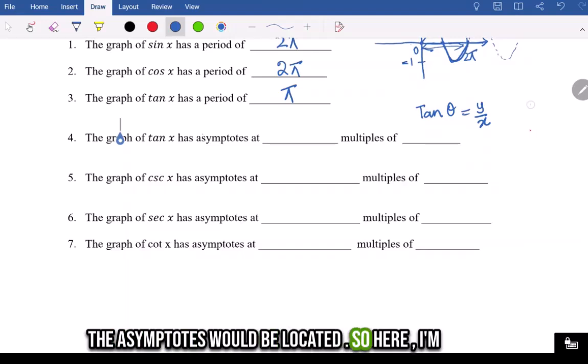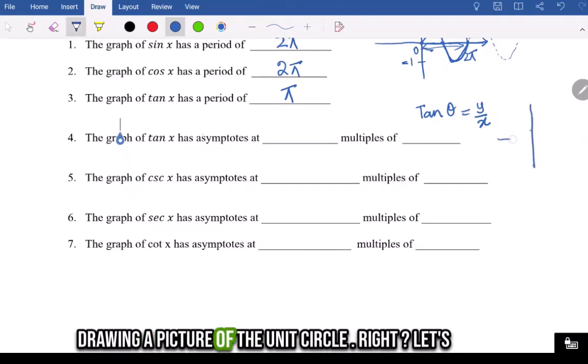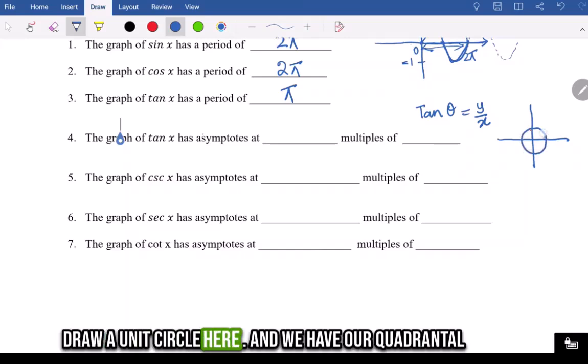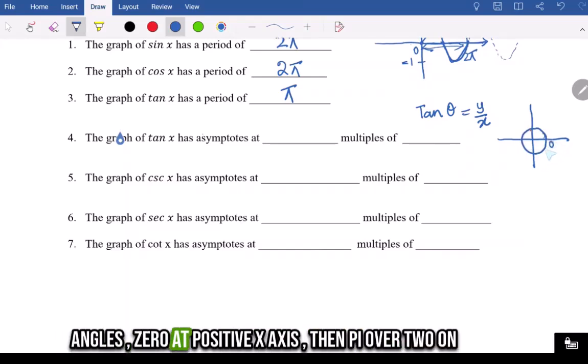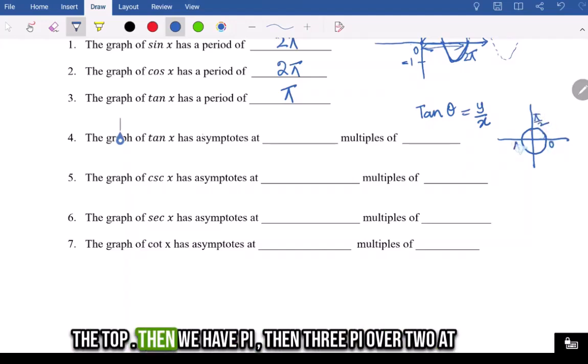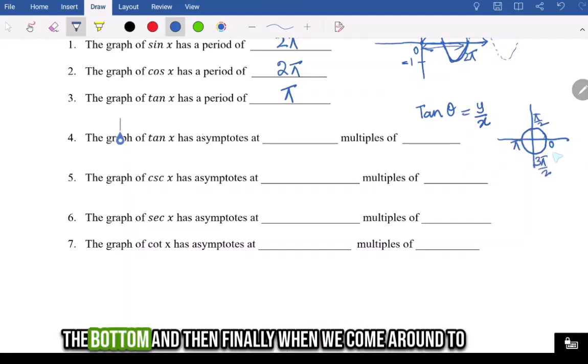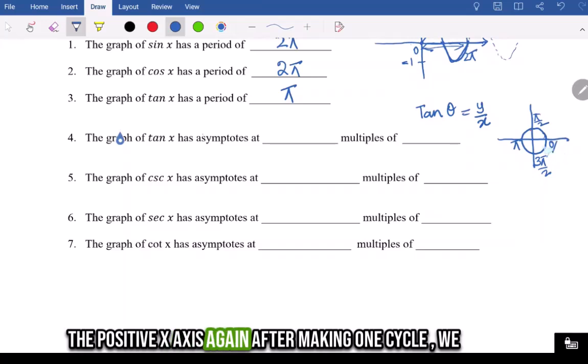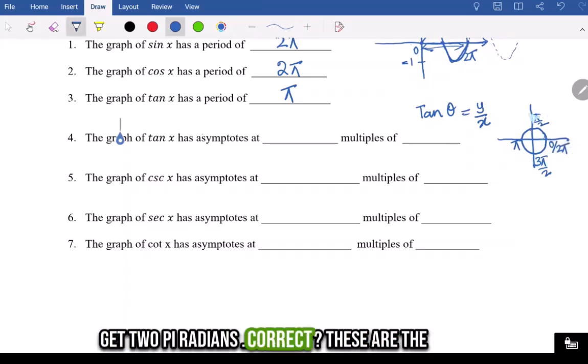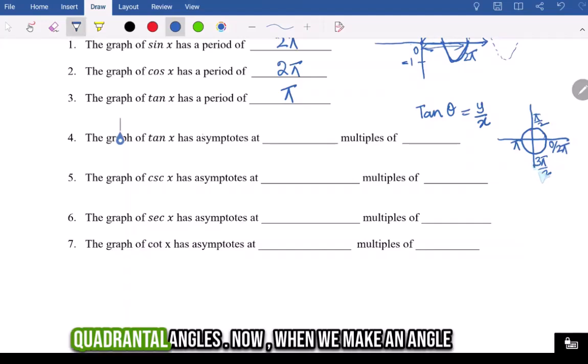So here I'm drawing a picture of the unit circle. Right, let's draw a unit circle here, and we have our quadrantal angles: 0 at positive x-axis, then pi over 2 on the top, then we have pi, then 3 pi over 2 at the bottom, and then finally when we come around to the positive x-axis again, after making one cycle, we get 2 pi radians, correct? These are the quadrantal angles.